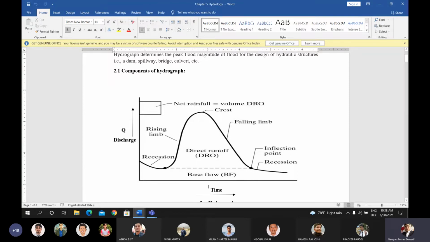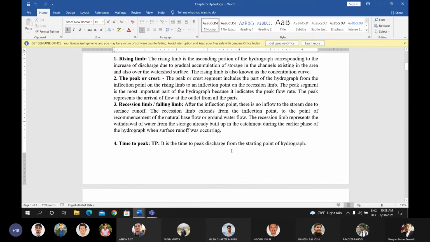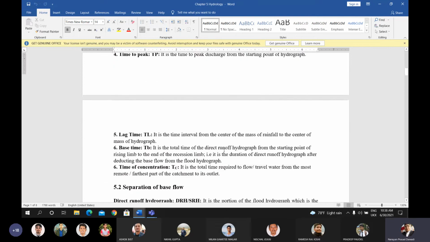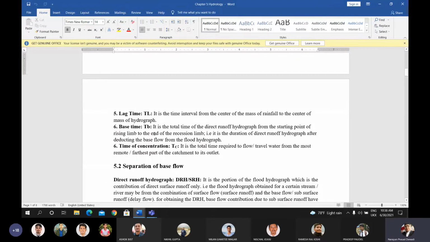Okay, the time interval from the starting point of the hydrograph rising limb to the end point of the point of inflection, when surface runoff is no longer flowing into the river, that base time duration is the time base. That is the base time of the direct runoff hydrograph, called the time base.